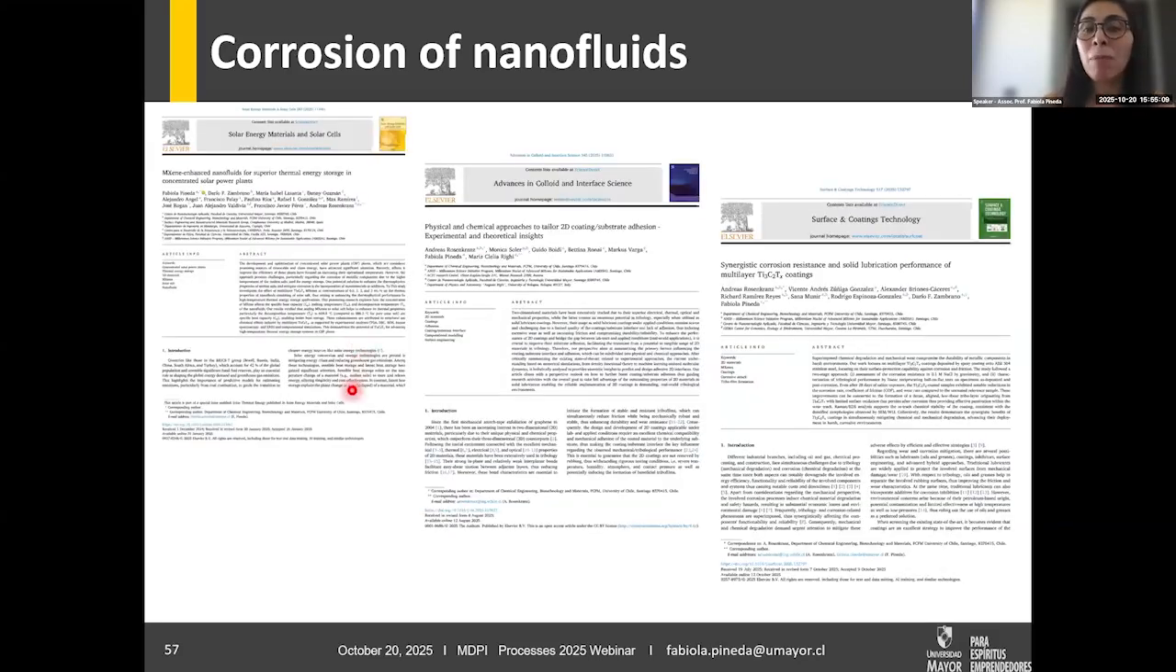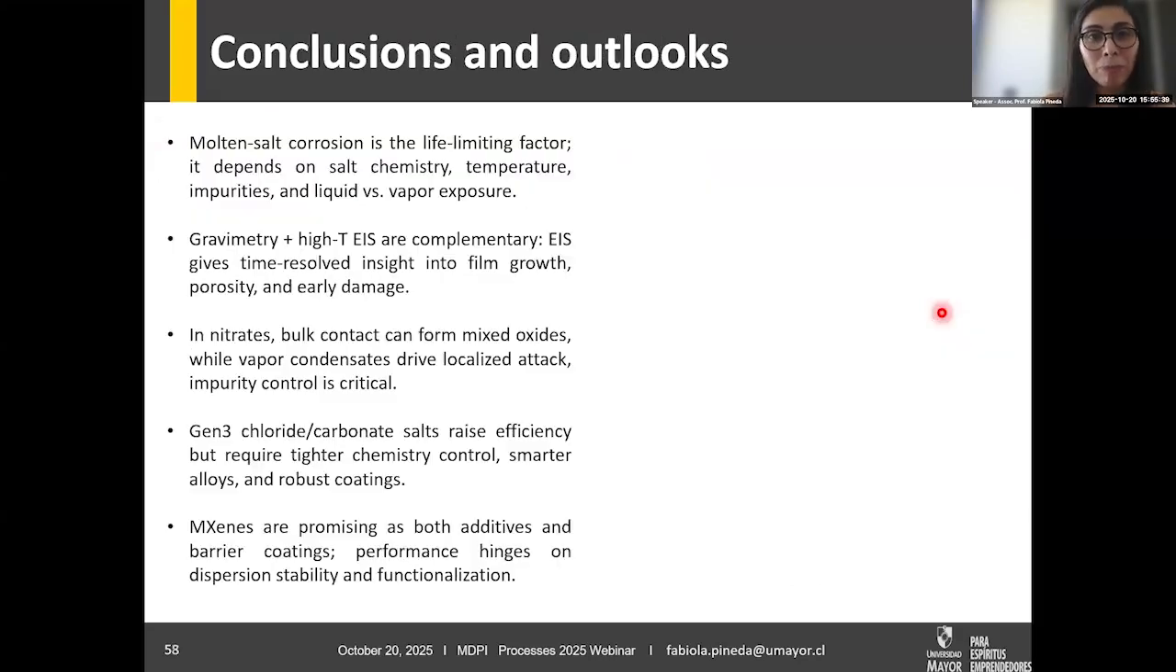And we have published some of this this year. This paper is related to the thermal and physical properties of molten salts. This is how we can do some changes in the surface of different substrates to enhance the adhesion of MXene coatings. And this is one study which is not under extreme conditions, but that's proof that MXene coatings can be really, really good to avoid corrosion.